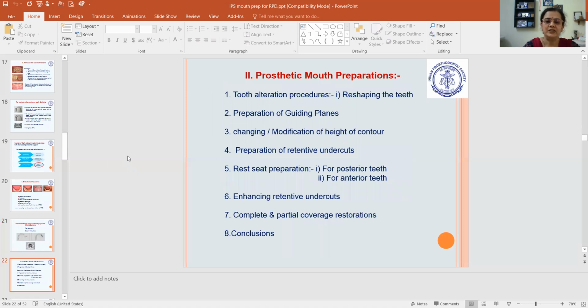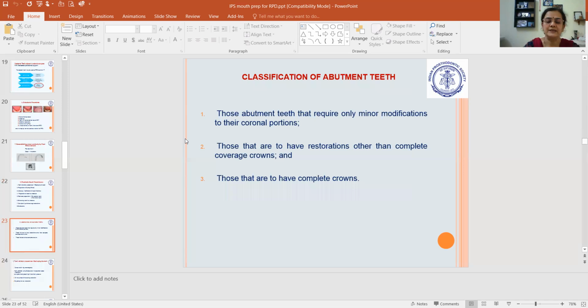Coming to the prosthetic mouth preparations, these are actual tooth alteration procedures: reshaping, preparation of guiding planes, changing or modification of the height of contour, preparation of retentive undercuts, rest seat preparation, and enhancing retention, sometimes by giving complete or partial coverage restorations. So, classification of abutments. Mainly, abutments in removable partial dentures can be classified as those that require only minor modifications to their coronal portions, or those that have to have restorations other than complete coverage crowns, or those that have to have complete crowns.